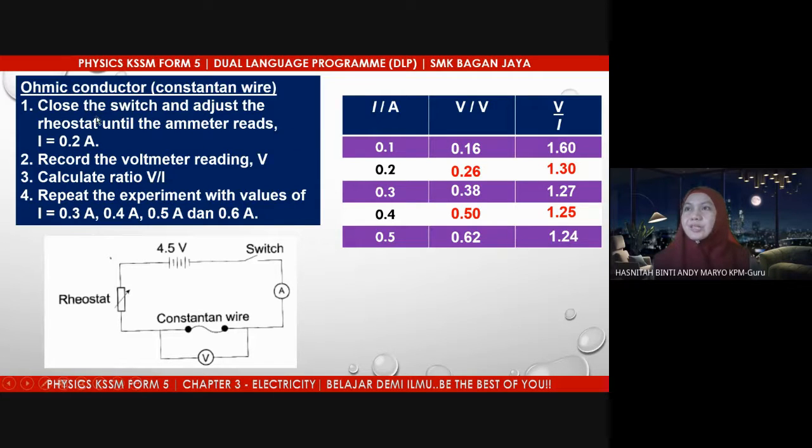For this ohmic conductor, if you see from Ohm's law, we say directly proportional, right? So it shows here that when the current increases, the reading of the voltmeter also increases. Okay, so can we go to the next slide for the non-ohmic conductor?